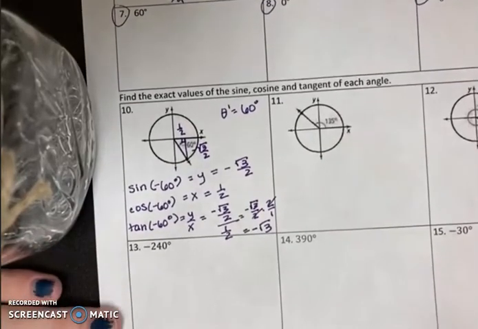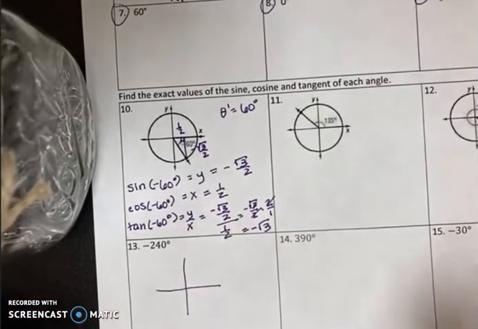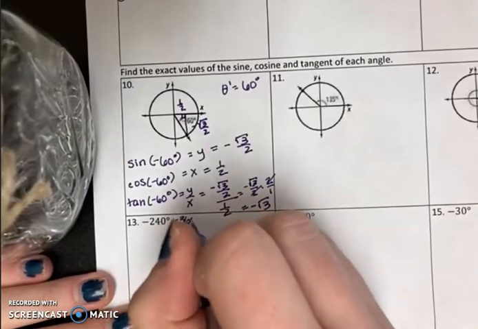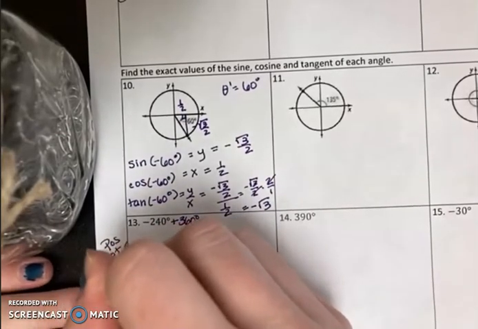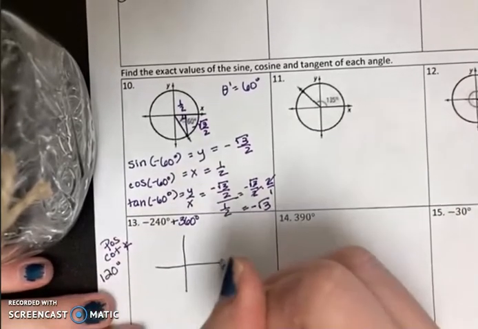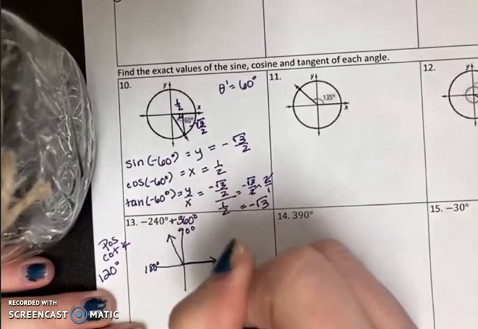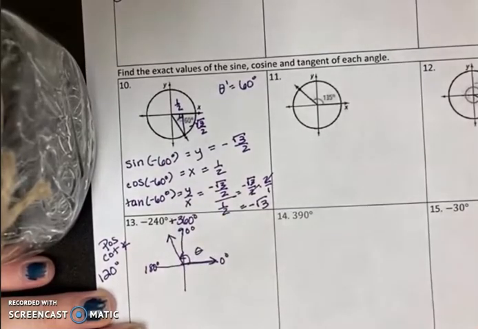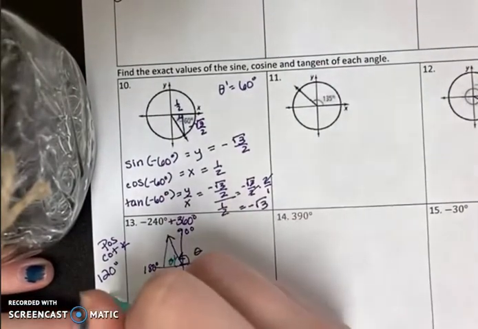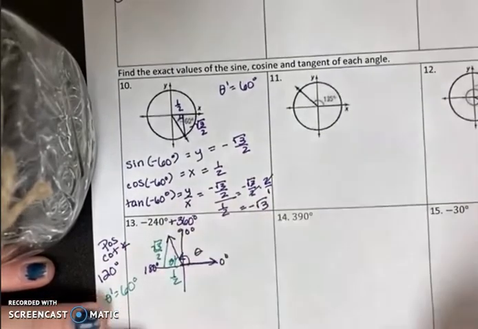I'll do number 13 with you. You could go ahead and draw 270. I like doing coterminal angles between 0 and 360. So I'm just going to add 360 to find a positive coterminal angle. And if I add 360, I end up with 120 degrees. So that's really easy for me to go ahead and draw. 120 is right here. So I can see, oops, that this is my theta prime, which is 60 degrees.